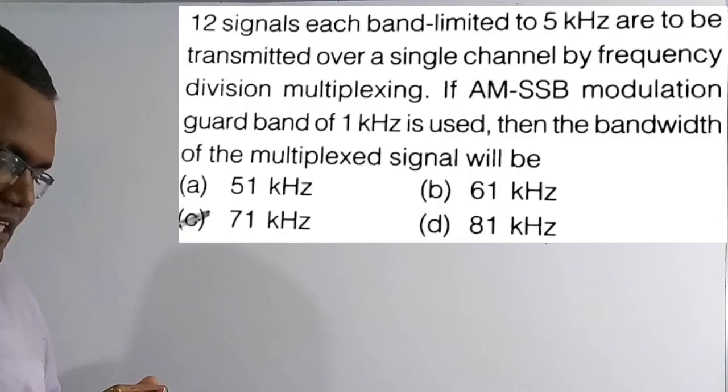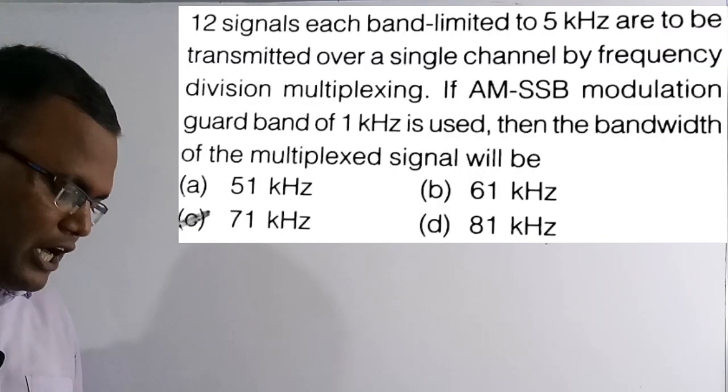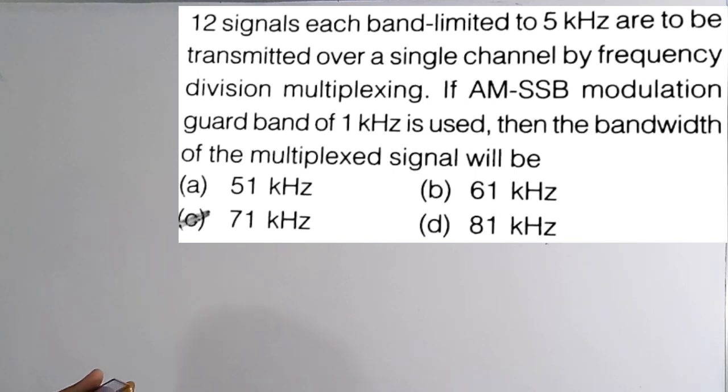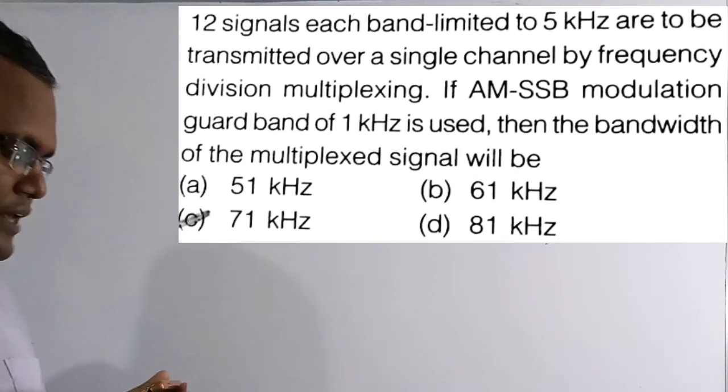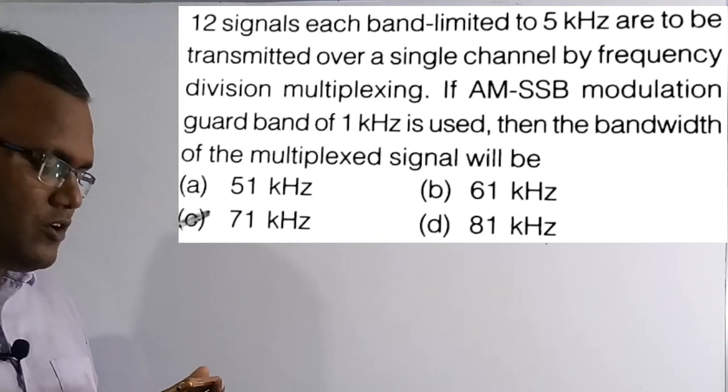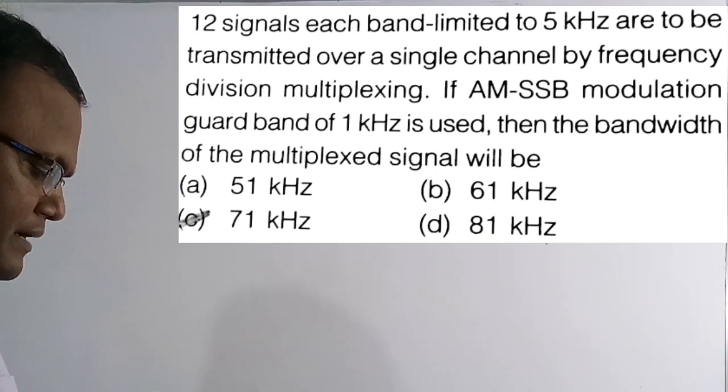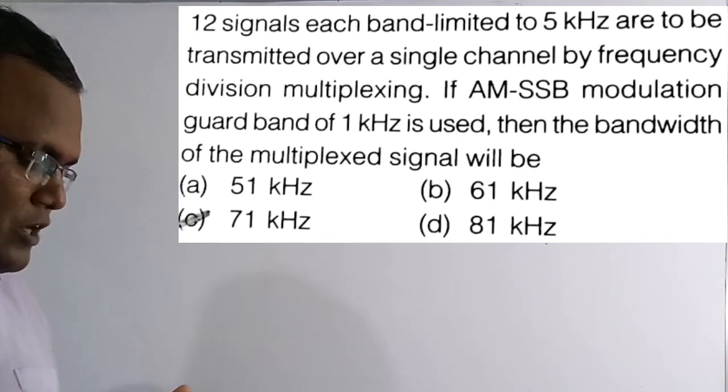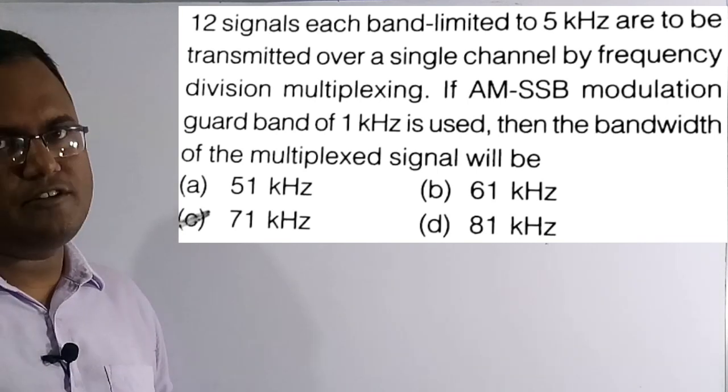Now we are going to solve the 47th question. See the question here: 12 signals, each band limited to 5 kHz, are to be transmitted over a single channel by frequency division multiplexing. If AM SSB modulation with a guard band of 1 kHz is used, then the bandwidth of the multiplex signal will be? So what are the 4 options? Option C is the correct solution of this question.